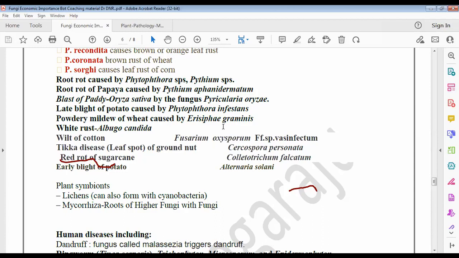Mycosphaerella is the perfect stage of Cercospora. Emericella is the perfect stage of Aspergillus. Talaromyces is the perfect stage of Penicillium. I told you yesterday. Wilt of cotton is caused by Fusarium.